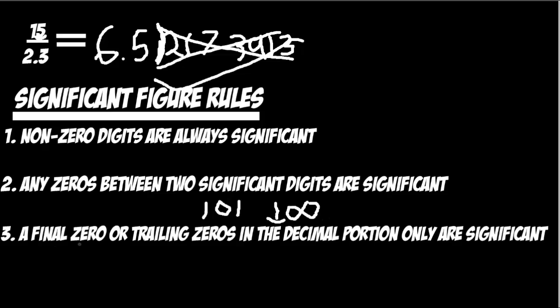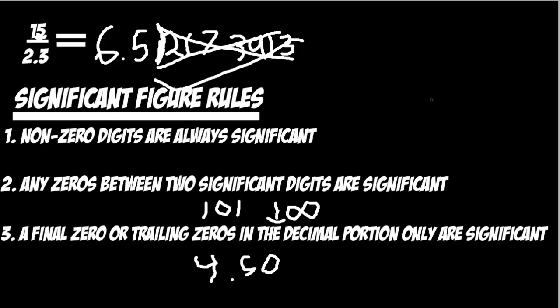Now the last rule is a final zero or trailing zeros in the decimal portion only are significant. So what does it mean by that? So if you have 4.5 and it gives you the 0, like say it gives you in a question after the decimal point an extra 0 at the end, this 0 is going to matter when dealing with sig figs. Usually when you're actually doing the calculations this won't happen, but when they give you numbers that include a 0 in the decimal place, you're going to want to include that in your sig figs.